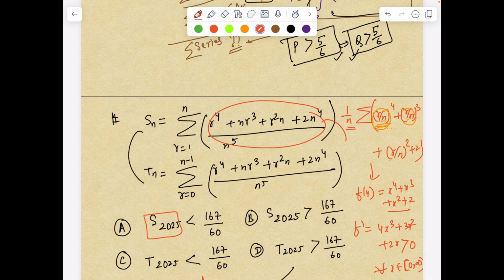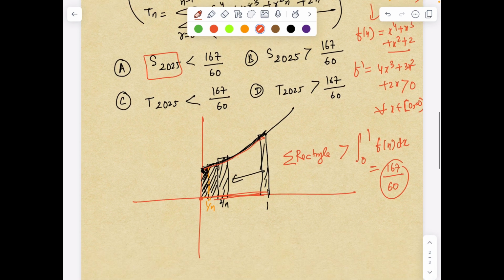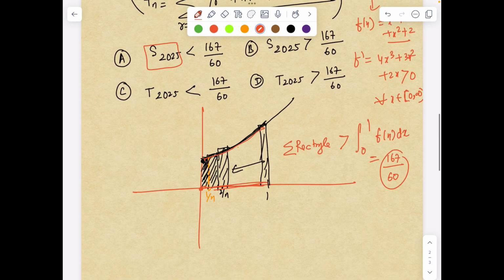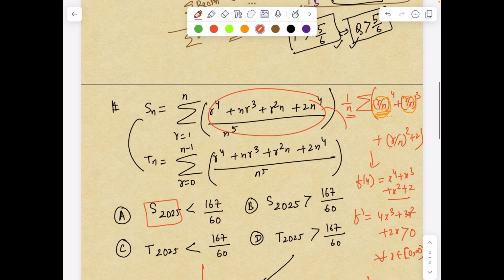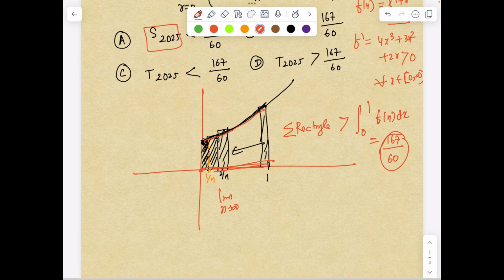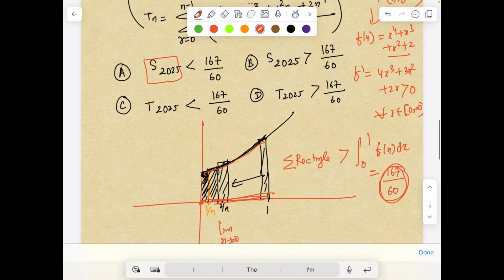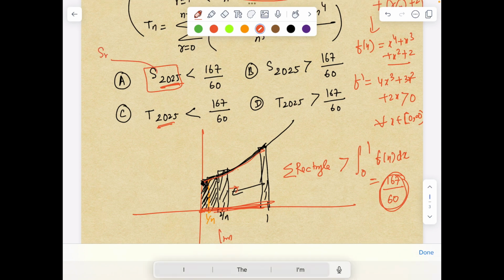So you can divide it into many parts. Let's say this exact area will be, when limit n tends to infinity, that summation, right? So here if I take limit n tends to infinity, this summation will go to 167 by 60. If it is not tending to infinity, it is a discrete number of steps, whether it's 2025 or 2026, it doesn't matter. So in fact it's true for any n, right? So Sn will always be less than 167 by 60 for all n belonging to natural numbers.